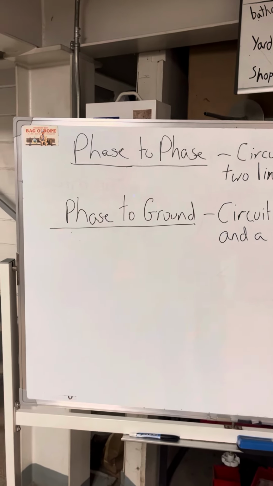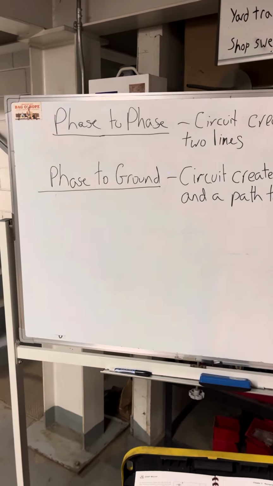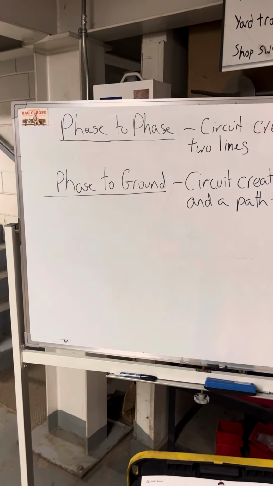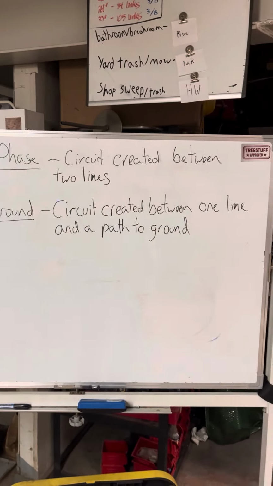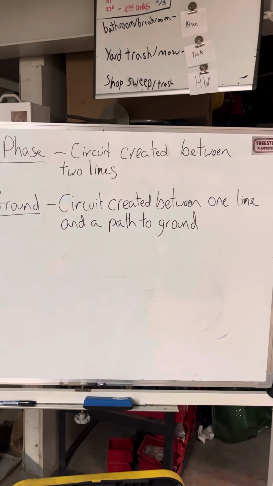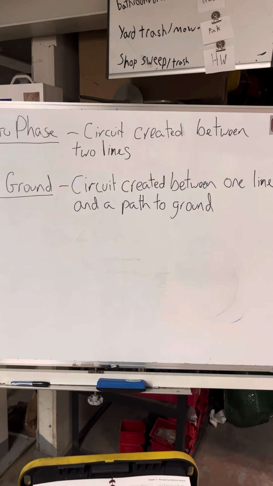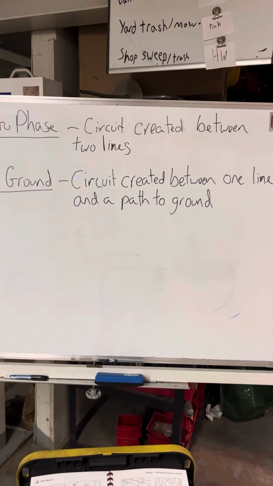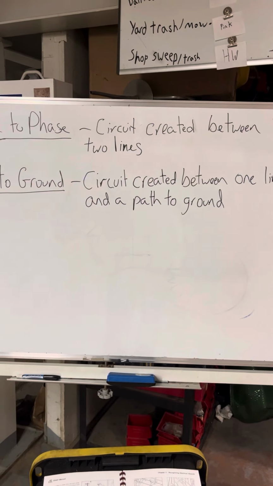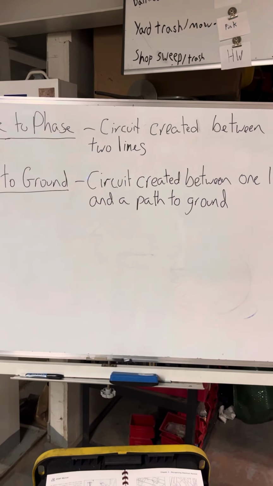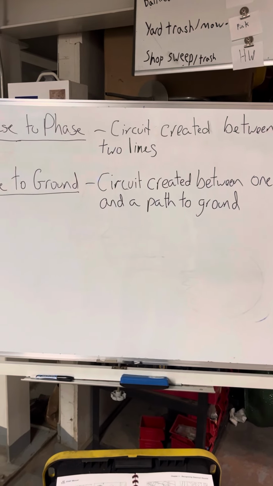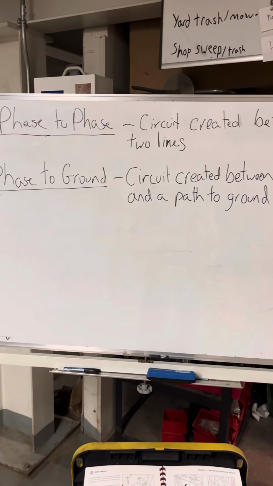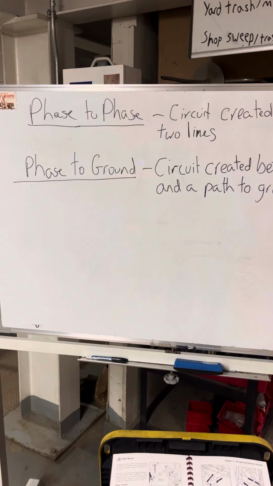So we just talked about direct and indirect contact to a line, and now we're going to talk about phase to phase and phase to ground. Phase to phase is when a circuit is created between two lines. So let's say there are power lines, and there are three on top of that line, kind of in a horizontal section. If two of those create a circuit with, like, let's say a branch, and they touch each other, that can create a phase to phase contact.